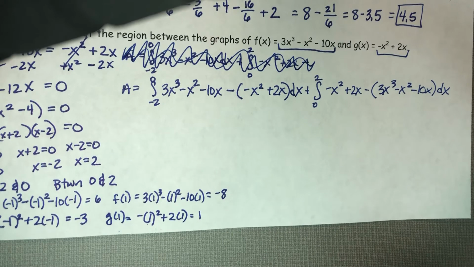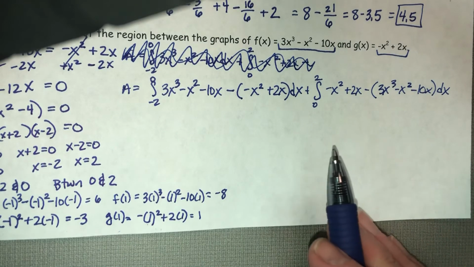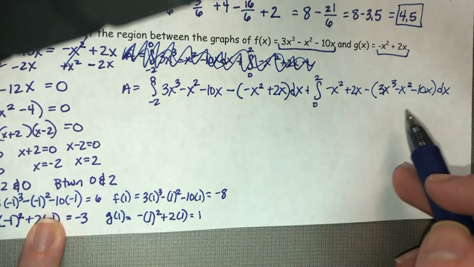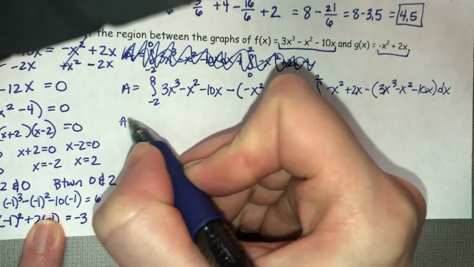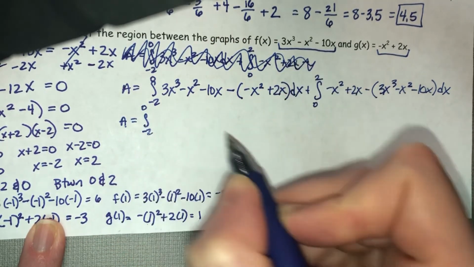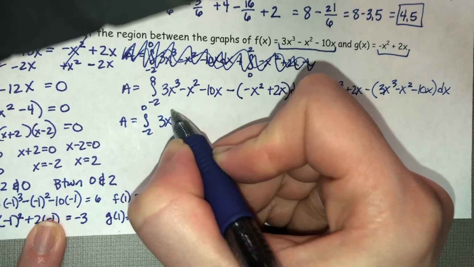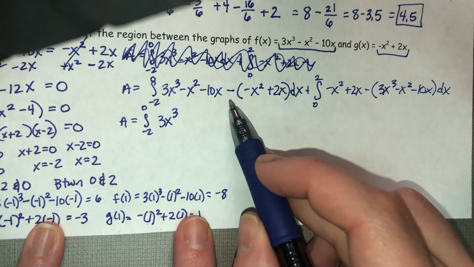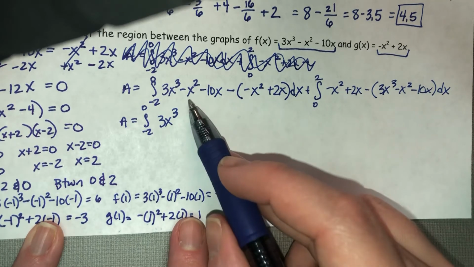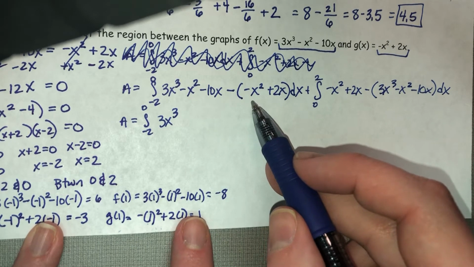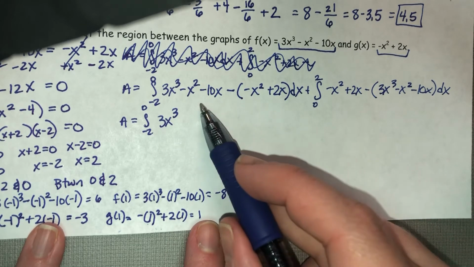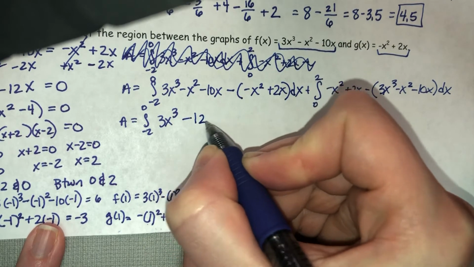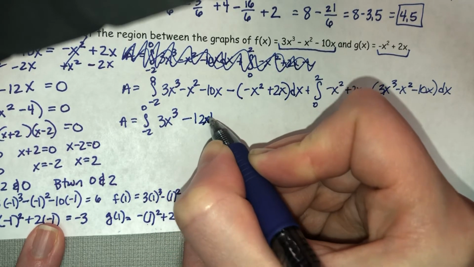Okay, now, this is a lot of work to do by hand integrating, but the first step is going to be to distribute these negatives and combine like terms. So let's see what that gives us. 3x cubed is the only cubic term. Now we have -x squared minus -x squared, which is the same thing as -x squared plus x squared. So our x squared terms will go away. And then I have -10x minus 2x. So that's going to give me -12x dx.